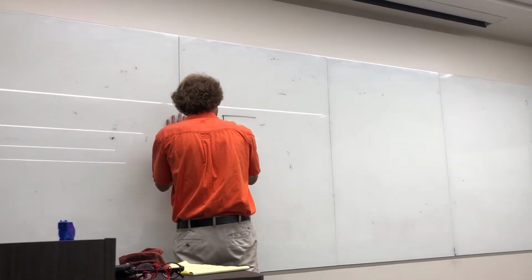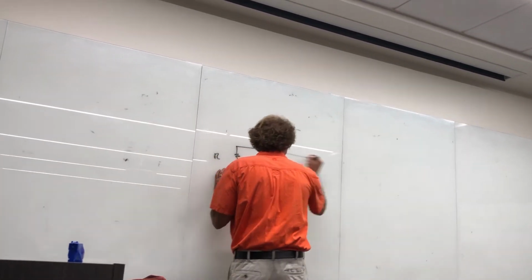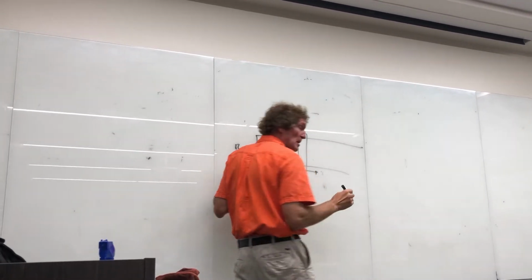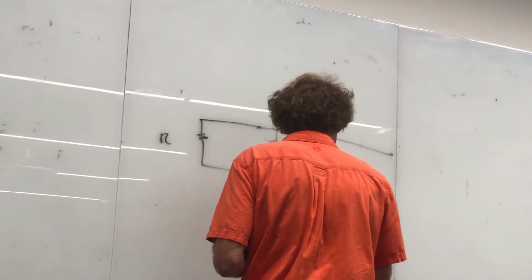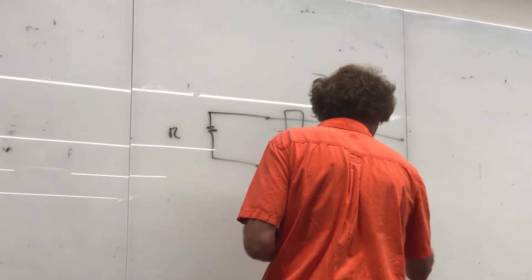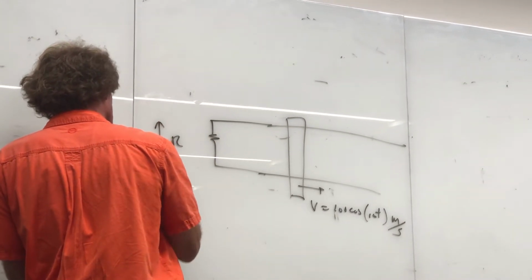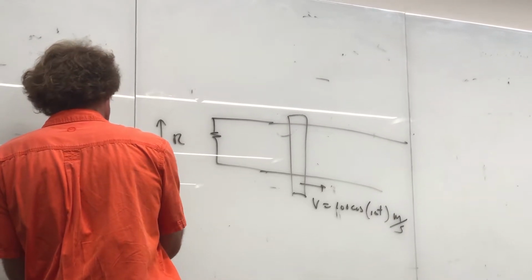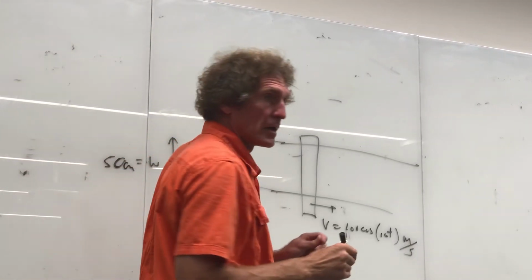They have a resistor here, don't they? We'll just leave it as R. And then they say they have a long rail, and they have some bar here. And the bar's velocity is given, is that it? Yes, 100 cosine of 10t meters per second. Okay, and what's the width? 50 centimeters. Okay. They have to give you a width.